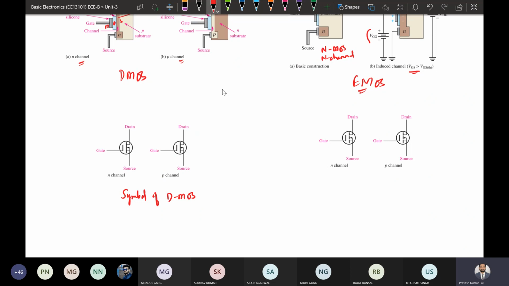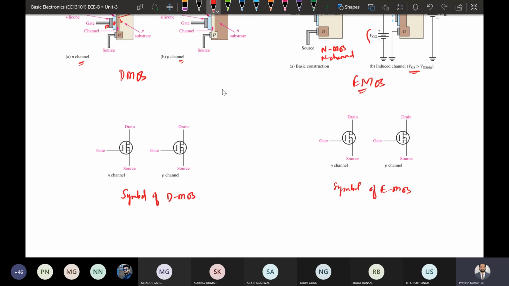In the case of the enhancement type MOSFET, the symbol will be given by this symbol of enhancement MOSFET. Here there are gate, source, drain, and another body terminal. The body terminal is connected to the source. The arrow direction will be similar to this one also.